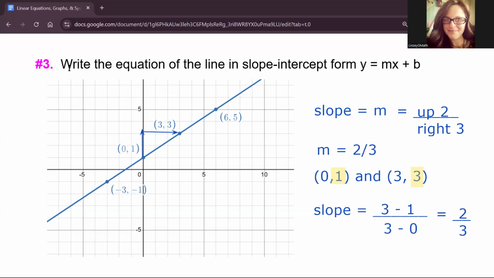And then they gave us the y-intercept. The y-intercept is where the graph crosses the y-axis, and our y-intercept, b, is 1. So we can write our equation, y equals 2/3 x plus 1. And that is our equation of this line. Moving on.